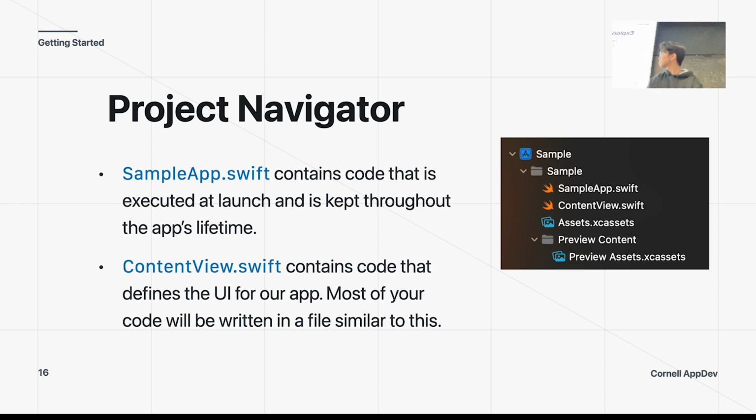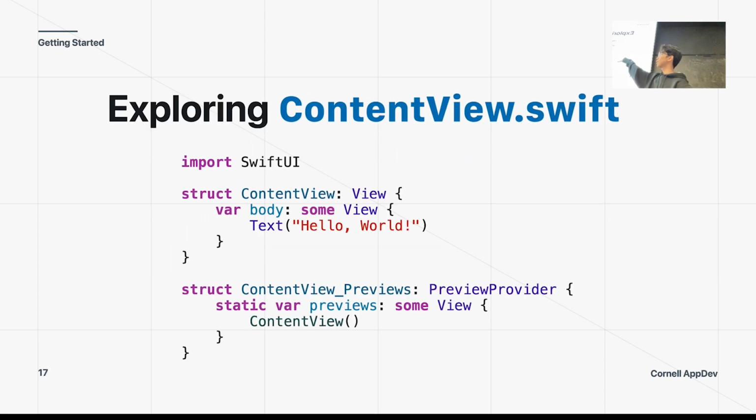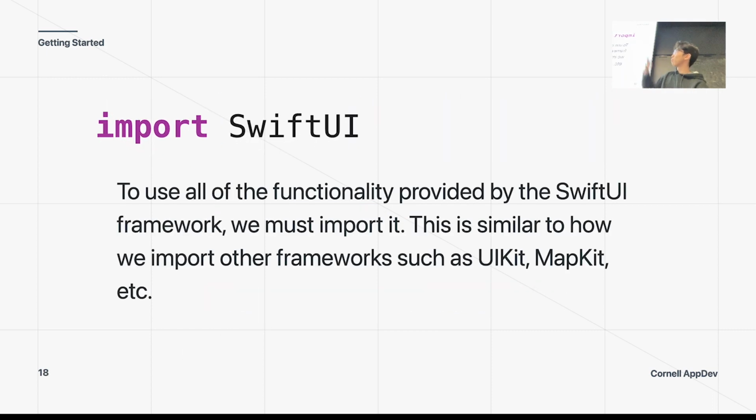All right, so let's take a look at the starter code inside of content view. Let's start with import SwiftUI. Similar to how you import stuff in UIKit, you want to import SwiftUI as well, because that's how you get all the functionality provided by this framework.